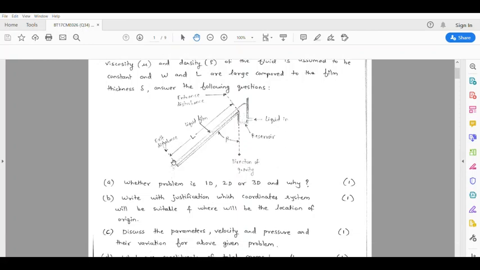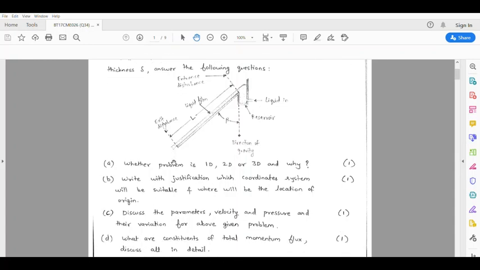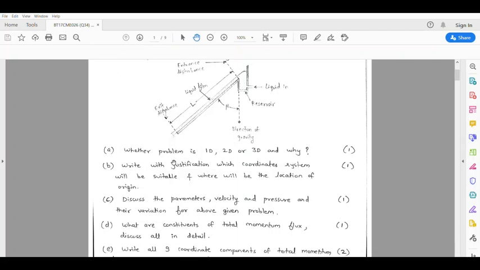B part is we have to write the justification of which coordinate system will be suitable and where will be the location of the origin. C part is we have to discuss the parameters such as velocity and pressure and their variation for the above given problem.